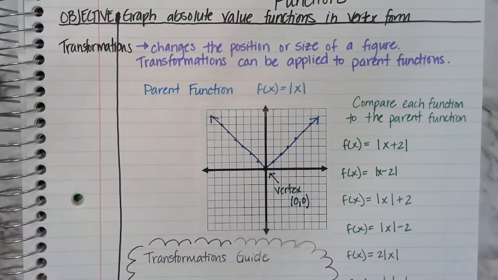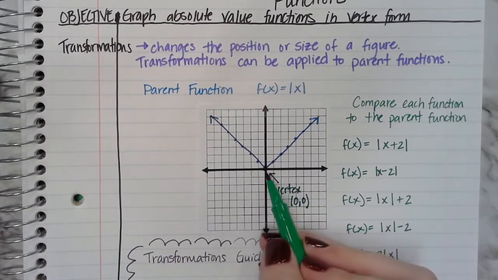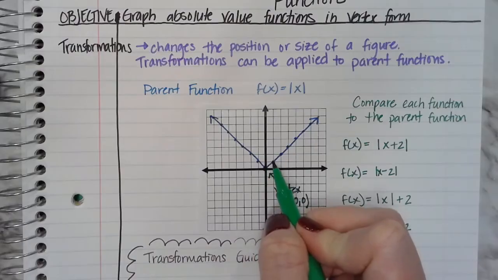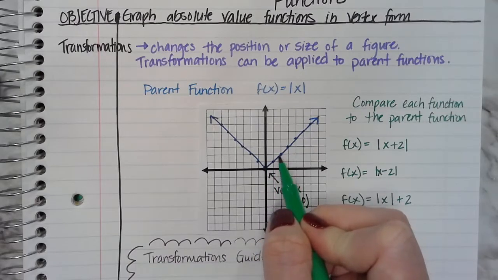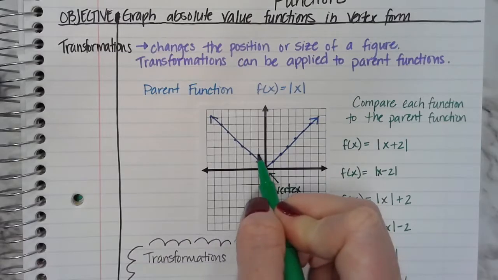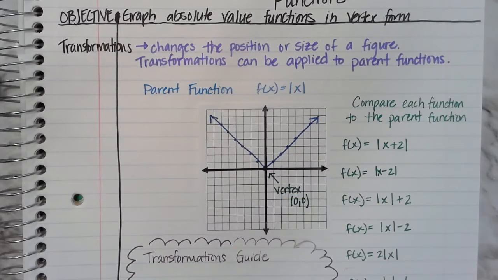Okay, be sure you're pausing the video to get this stuff written down. So our vertex is here at 0, 0. And then looking at our slope, our rise over run, it's up 1 over 1. Up 1 over 1, positive on the right. And then on the left, it's up 1, left 1. Up 1, left 1. Negative on the left.